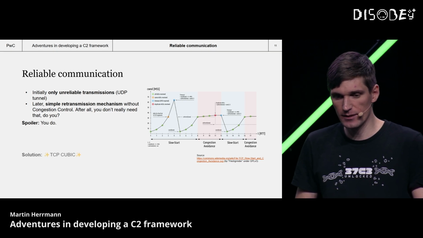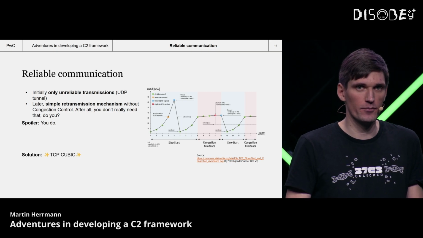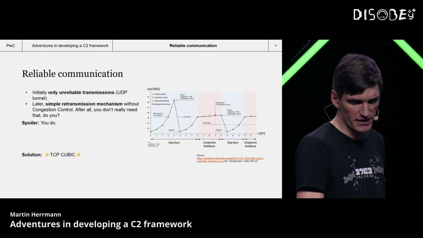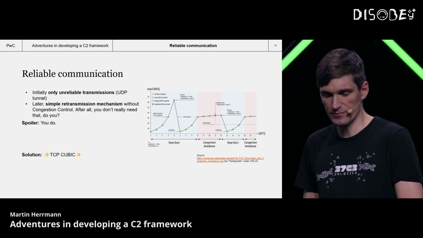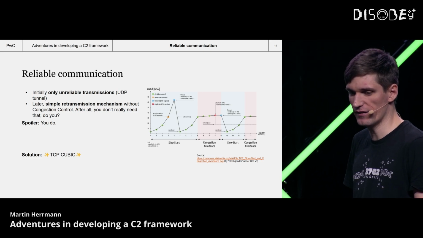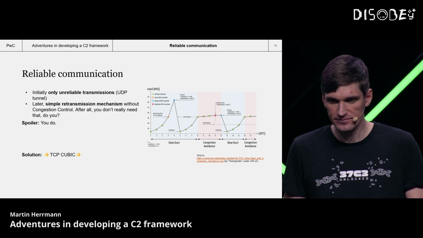So basically, we implemented the TCP CUBIC algorithm, which is the congestion control algorithm used by the Linux kernel and maybe also by other operating systems. And yeah, that was something we implemented like a year ago after we realized we absolutely need that.